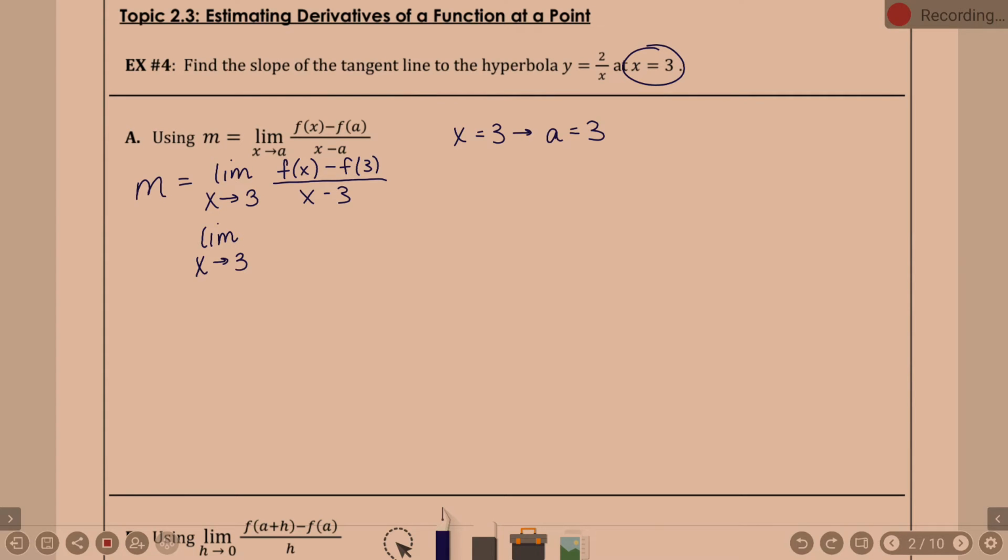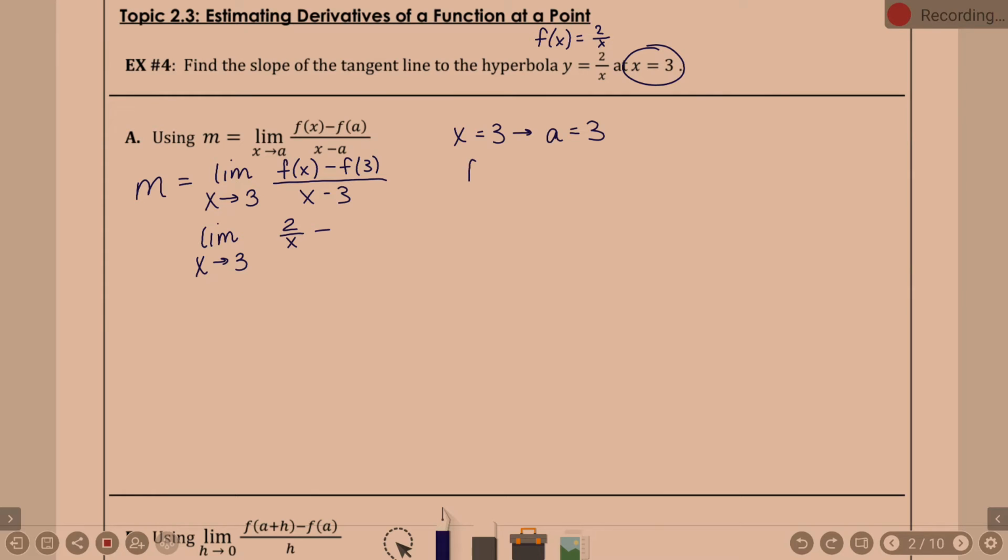So limit as x approaches 3. What is f of x? 2 over x. Yeah, if they say y is 2 over x, that's the same as saying f of x. So 2 over x minus f of 3.